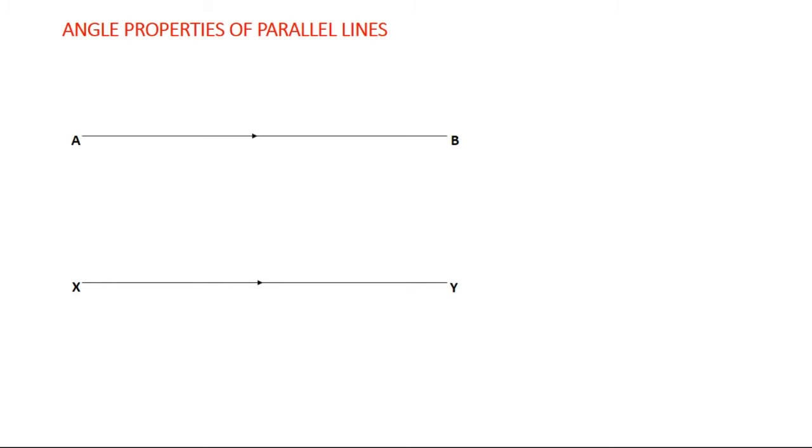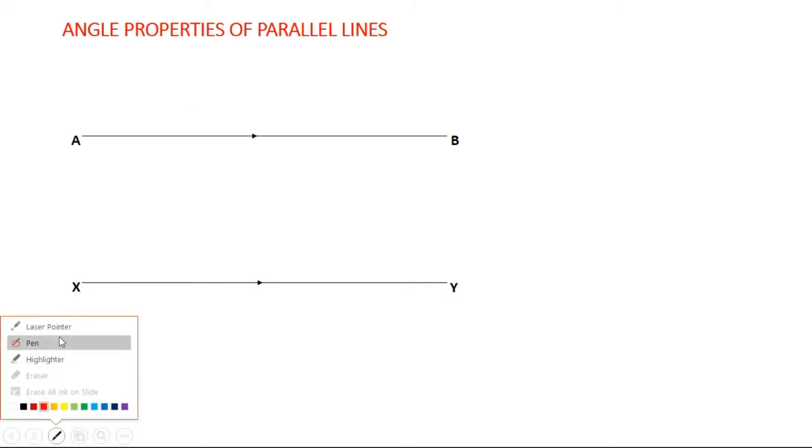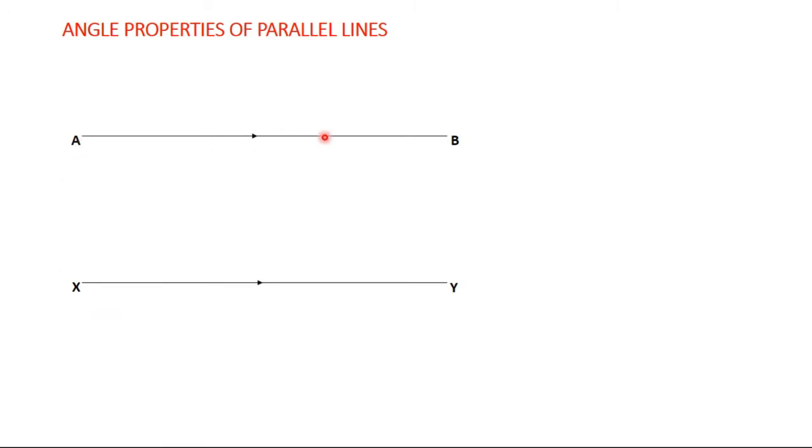Parallel lines are lines that do not meet. So for example, in the diagram that we have here, we have the line AB and the line XY. To indicate that they are parallel lines, you draw this arrow on them, showing the direction in which they are moving. You can see clearly that if this line continues and this line also continues, there is no way that they are going to meet. So, we see that line AB and line XY are parallel lines.